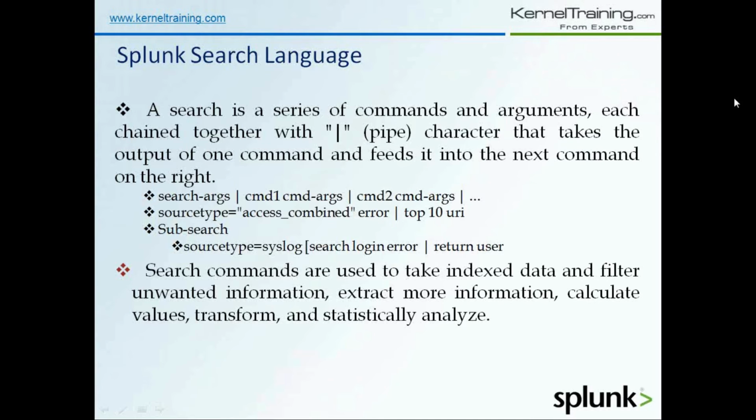Let us suppose you are indexing all your access logs to access combined source type, then it will be searched as source type access_combined. Error is the search string which you will be searching in your access combined log. Top 10 URI are nothing but the top 10 URI which are having error.